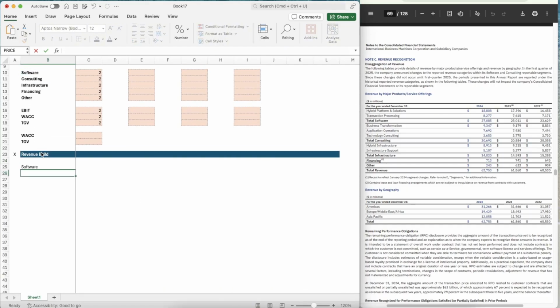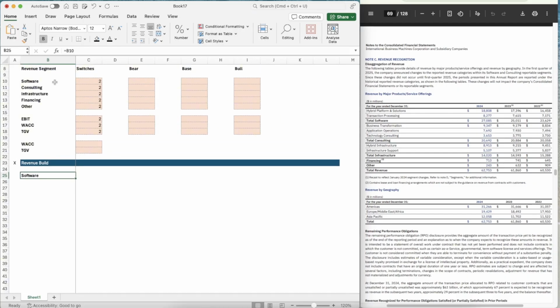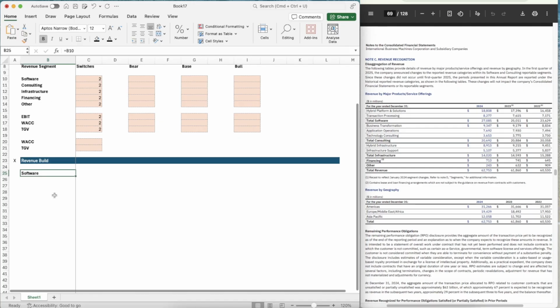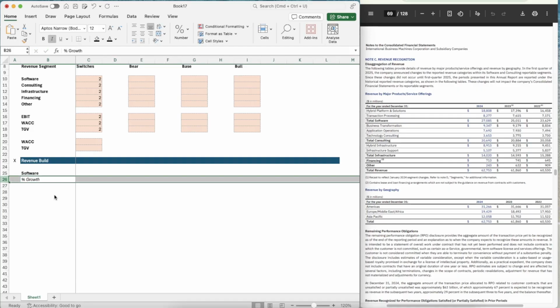Equals B10. Put this for these. Put the title equal to the cell of what is in the assumptions, just so if the segment changes its name to something else, say it could be software and AI, then we just change it up here, and it will automatically update down here. It just makes life a lot easier when we come back to update our models.